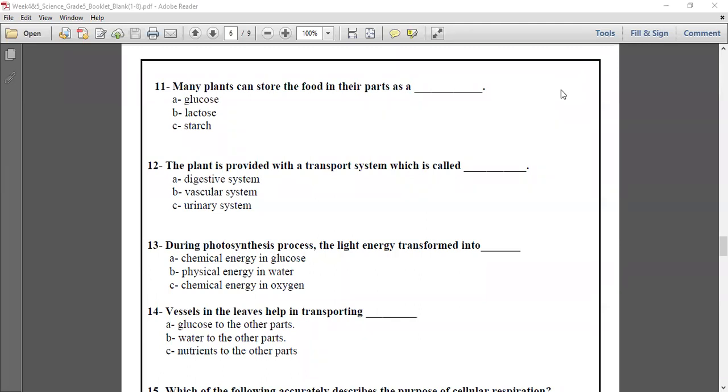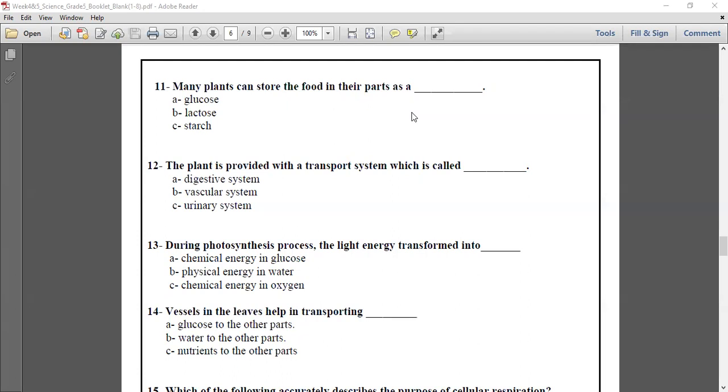Today we will solve pages 5 and 6 in our booklet. This is question number 11. If you know the answer, just raise your hand. Come on, guys. Question number 11. Zaid? Mr. Page what? Page 5. Read and answer the question. It's in front of you.